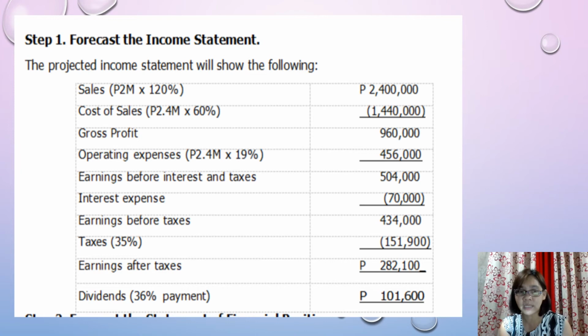Okay, so pagdating naman sa dividends, kukunin natin yung 36% of payment. Kagaya rin po yan dyan sa copy po ninyo ng 2019. Kung kukunin natin yung 36% po ng 282,100 na earnings after taxes, ang lalabas po dyan is 101,556. So, isasarado na po natin 101,600 para mabilis po ma-distribute yung dividends. Okay?